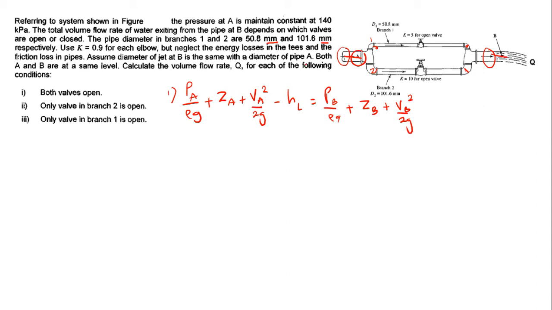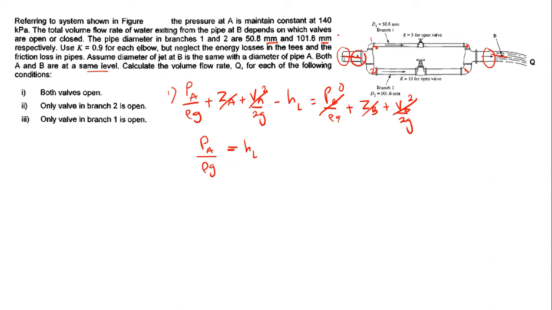Because ZA and ZB are the same, at the same level, we can cancel out the Z term. And because point B is open to atmosphere, we know the pressure at point B is equal to 0. And because A and B have the same diameter, the velocity at A and B is the same, so we can cancel out. So it will leave us only PA over rho g equal to HL. If we bring the HL to the other side, this will be equal to HL.